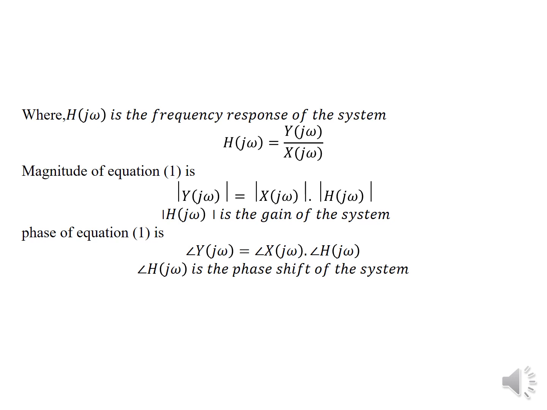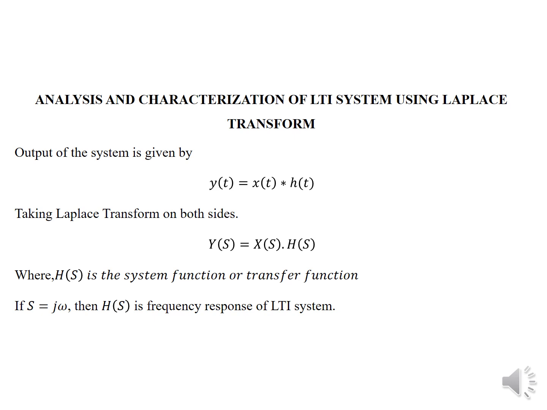We all know that. While we are finding the magnitude, this is said to be the gain, and while we are finding the phase, this angle of H of j omega is said to be the phase shift of the system. And next we can see the analysis and characterization of LTI system using the Laplace transform. The output of the system can be given as y of t equal to x of t convolution h of t. Therefore by taking the Laplace transform on both sides, Y of s equal to X of s into H of s. H of s is the system function or the transfer function. Here we are substituting s equal to j omega, therefore H of s is the frequency response of the LTI system.